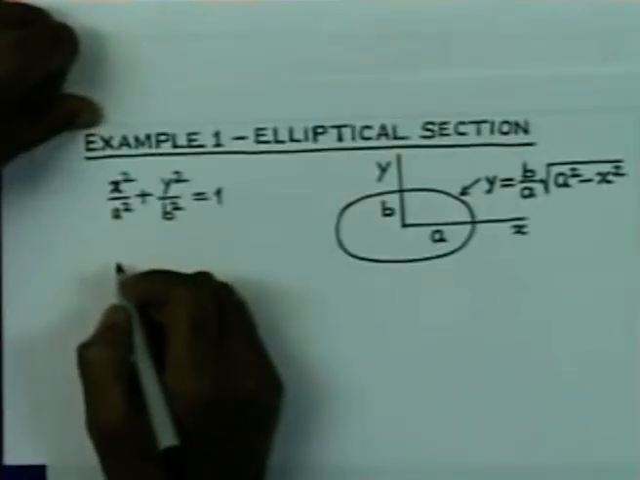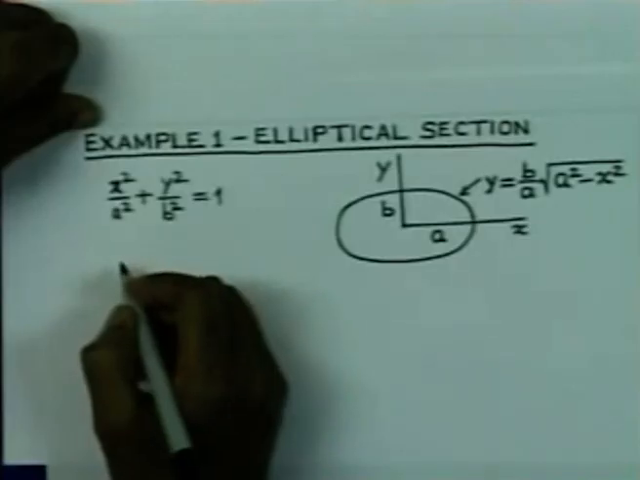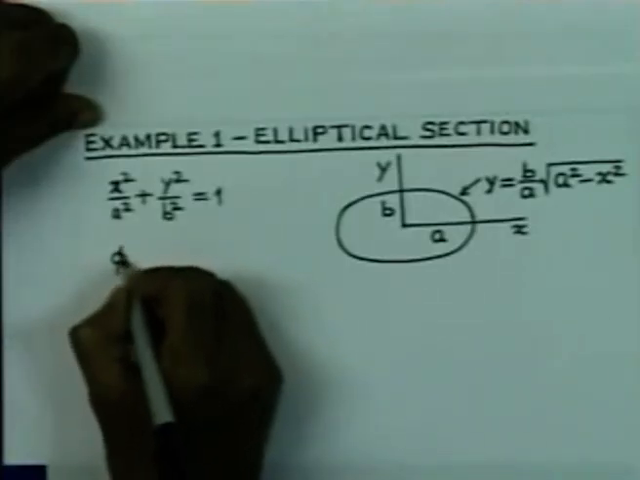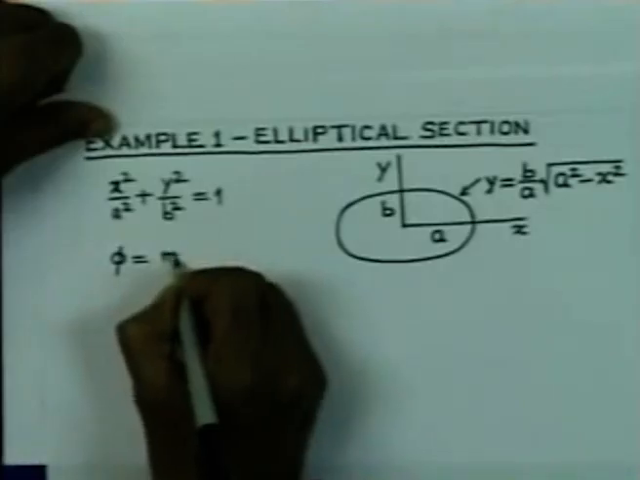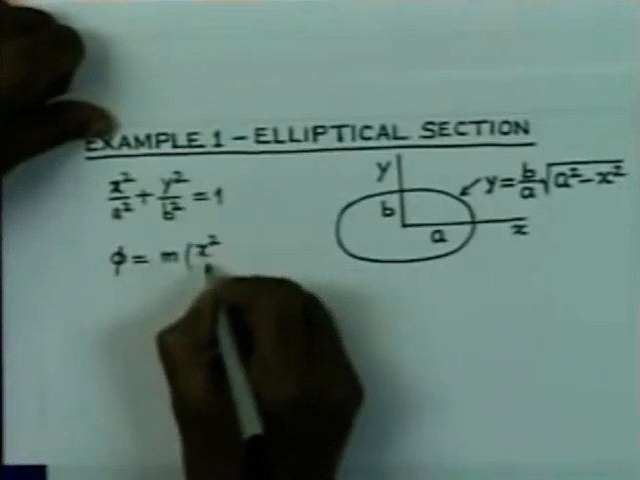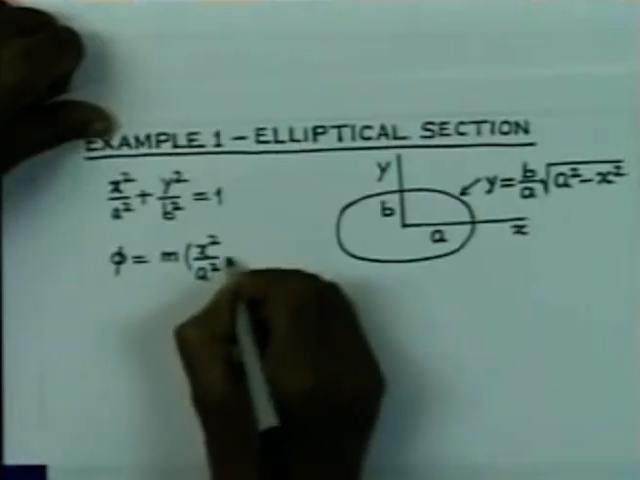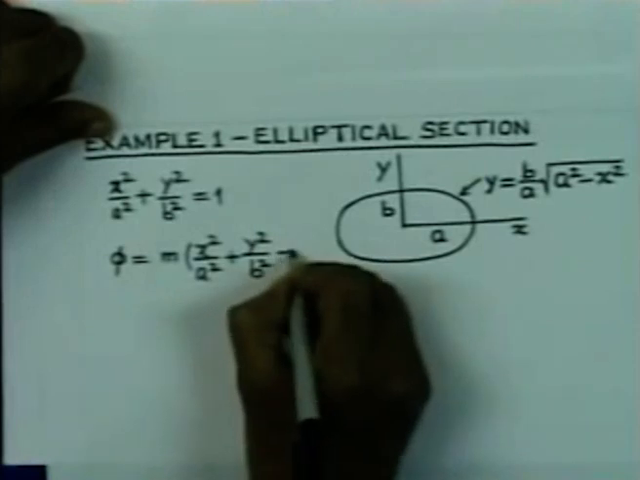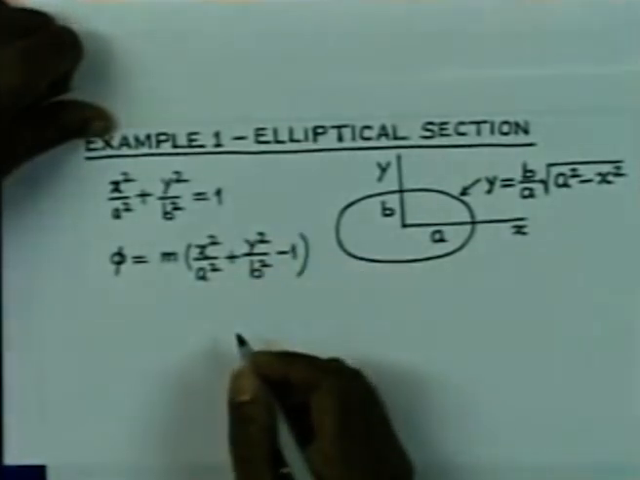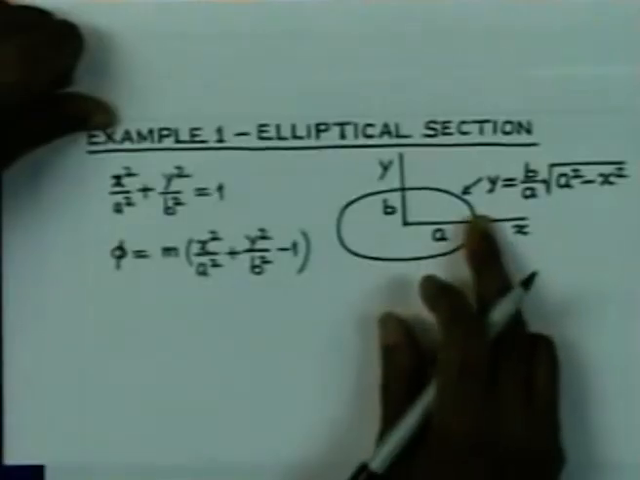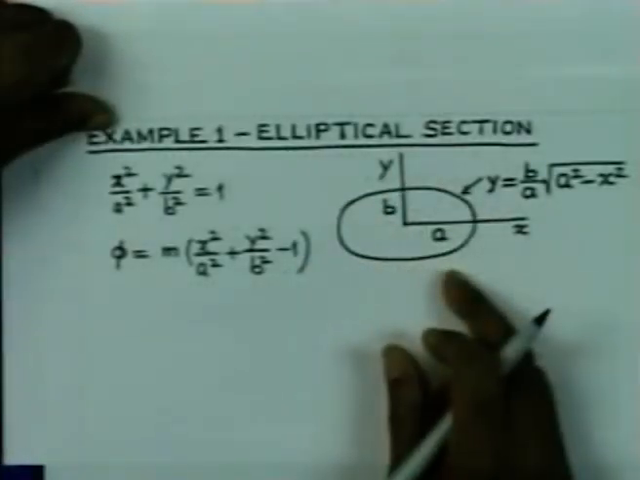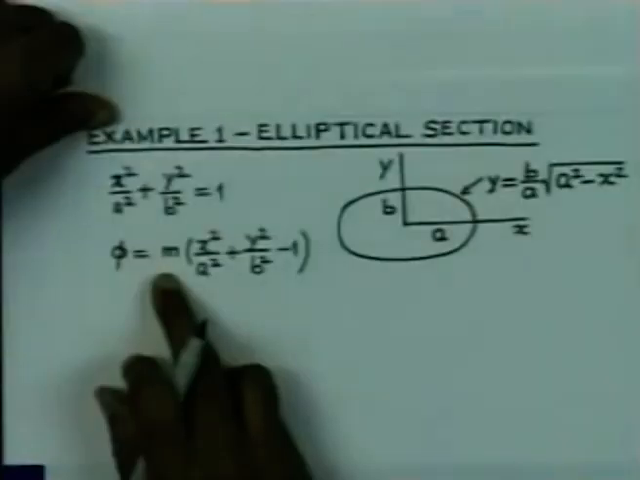Now we can assume the phi function in this form: m into x square by a square plus y square by b square minus 1. This ensures that the phi function is 0 all over the boundary. You remember that Prandtl stress function phi has got to be 0 at the boundary. So that is ensured, and we have just brought in one constant m here.